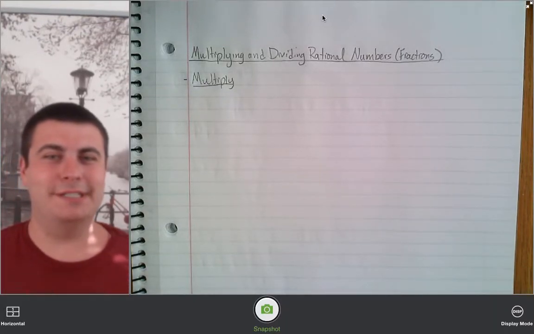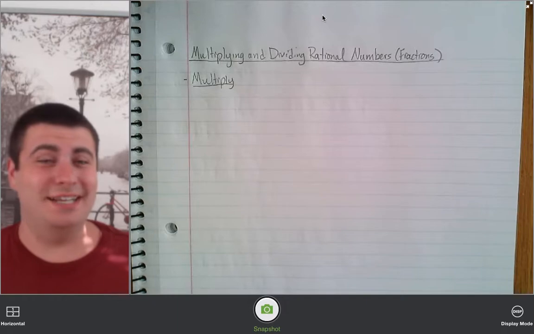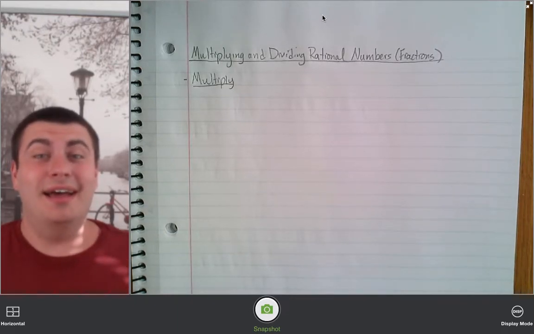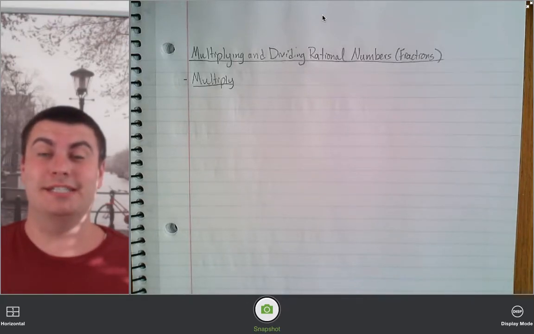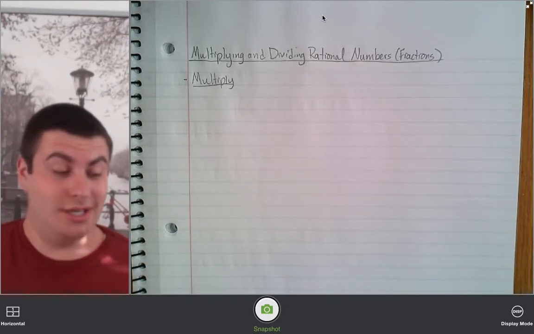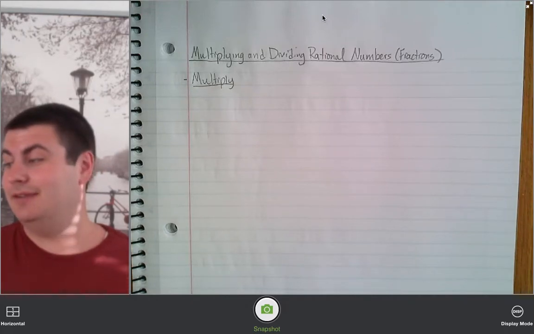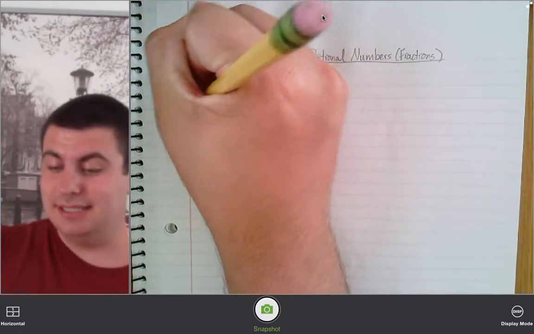Alright, today we are going to be looking at multiplying and dividing rational numbers or fractions. Again, hopefully just a review, as we should know how. These are just some important skills that we want to make sure we have under our belt. So when it comes to multiplying fractions, let's look at this example here.